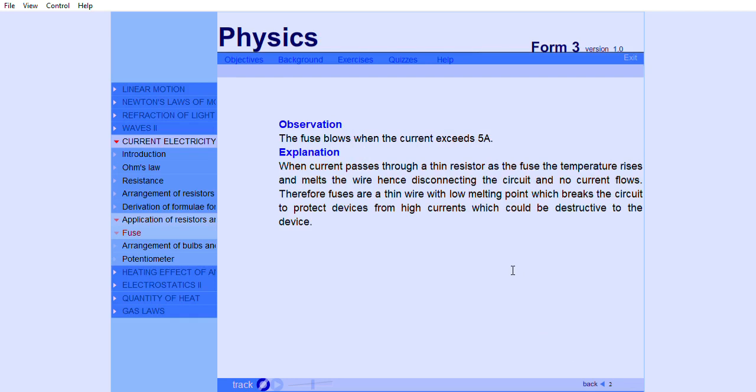Explanation. When current passes through a thin resistor such as the fuse, the temperature rises and melts the wire, hence disconnecting the circuit and no current flows. Therefore, a fuse is a thin wire with a low melting point which breaks the circuit to protect devices from high currents which could be destructive to the device.